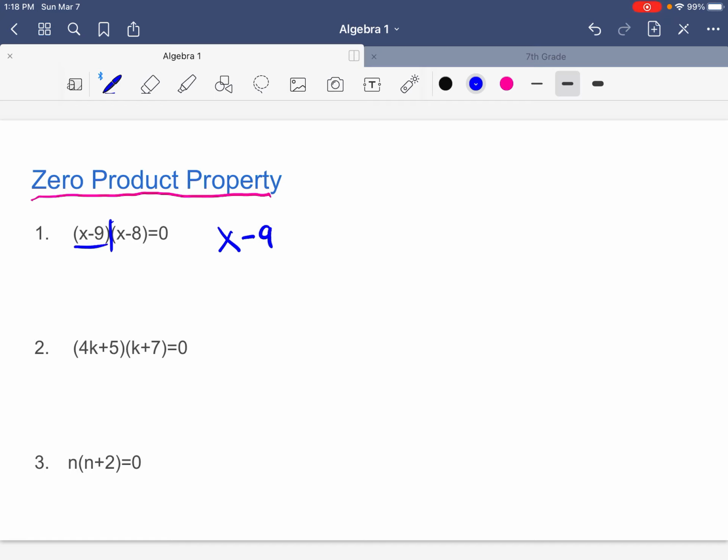So the first one's x minus 9. You set that equal to 0, and you also set the second factor, x minus 8, equal to 0. So you cut the problem in half and set them both equal to 0. And then you solve for x.